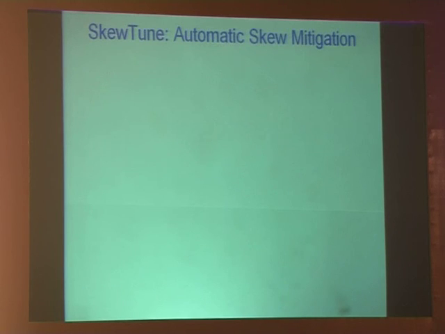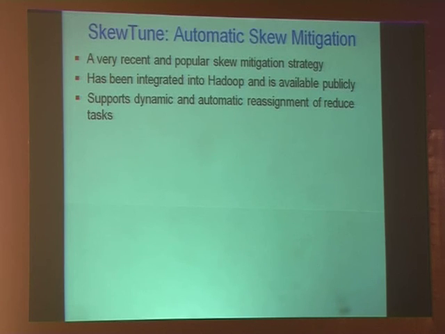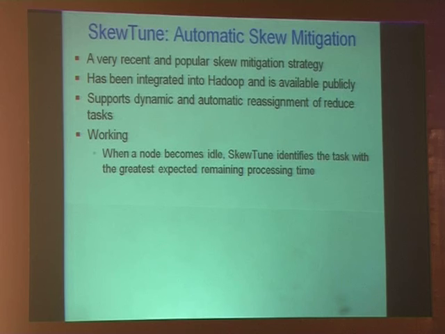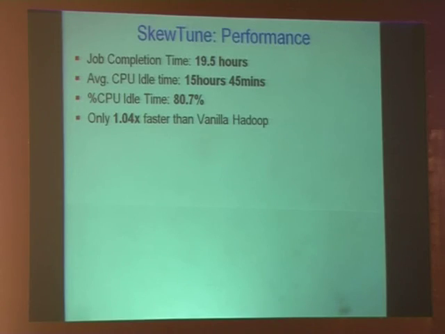This is where recent work on skew mitigation comes into the picture. SkewTune is one such popular skew mitigation strategy. It has been integrated into Hadoop and is available publicly. It supports dynamic and automatic reassignment of reduce tasks. That means it keeps track of nodes, and as soon as a node becomes idle, SkewTune identifies the task with the greatest expected remaining processing time, and it repartitions the unprocessed input delegated to that task amongst the idle nodes. But again, the same problem with SkewTune: it does not split keys. So similar performance, 19.5 hours, 80.7% CPU idle time.